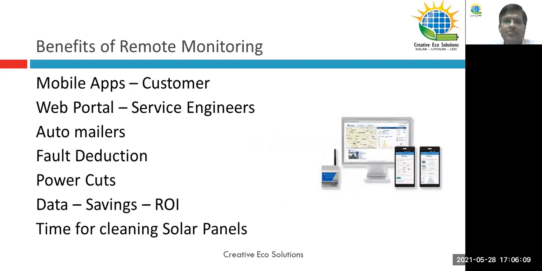So you have mobile apps, a web portal, auto emails, fault detection, power cuts. With the data and savings over 6 months, you'll be able to predict the ROI. So I have committed to such and such ROI, and this is what the performance is. Most of the clients would do it in a phased manner. Let me install 20 kilowatts, then I'll install one more 20 kilowatts. Let me understand whether it gives me an ROI or not. So this kind of software will be helping you.